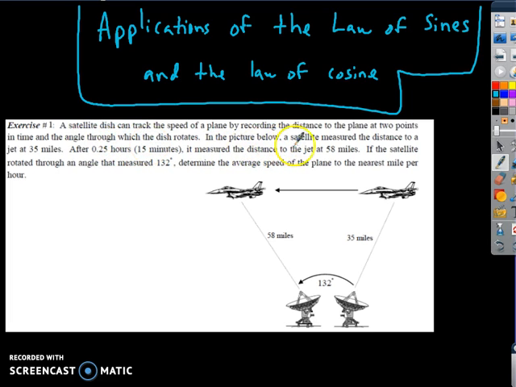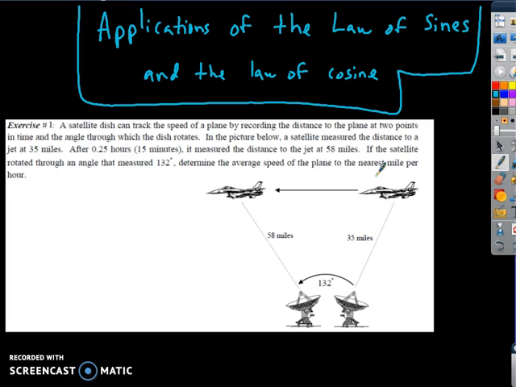In the picture below, a satellite measured the distance to a jet at 35 miles. At 0.25 hours, or 15 minutes later, it measured the distance to the jet at 58 miles. If the satellite rotated through an angle that measured 132 degrees, determine the average speed of the plane to the nearest mile per hour.